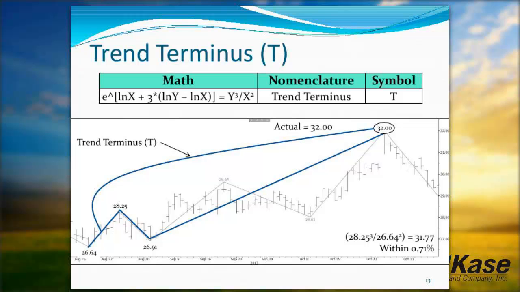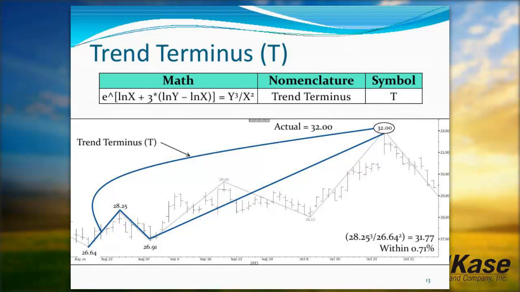And at some point, we had a programmer that was working for us that also had a mathematics background, a math degree, and he distilled this thing down to y cubed over x squared and made my life 1,000 times easier. So y cubed over x squared, my beady little brain can remember. So when you're looking at the trend terminus, very simple. The calculation is y cubed, in this case 2885, divided by x squared, which was 2691. That equals 3177. The actual target was 32, so that was within 0.71.